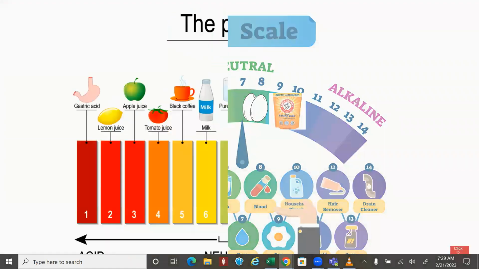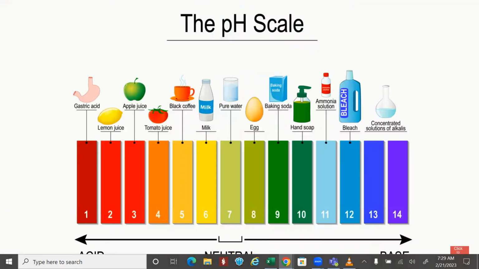Next, the pH scale has colors that go along with acids and bases. Acids are yellow, changing to orange, then to red. Bases are green, then blue, and almost purple. Again, remember B for base and blue.